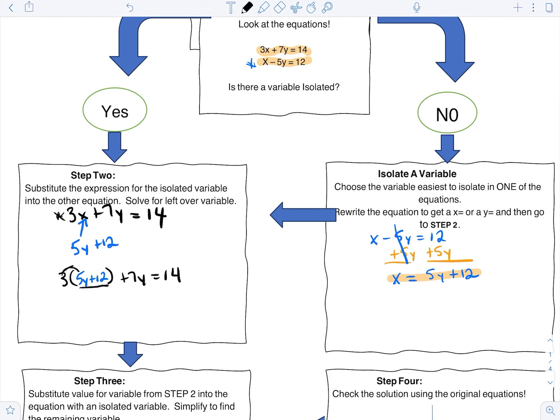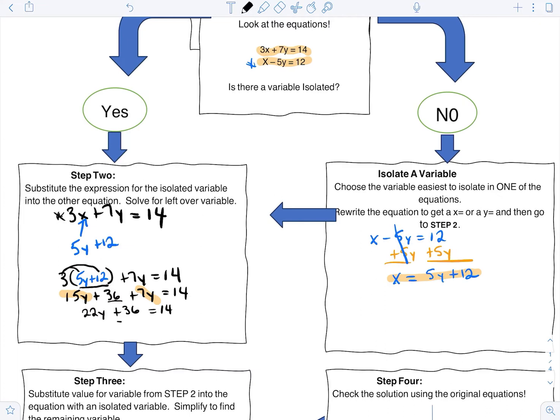So we're going to simplify and solve by distributing the 3 inside our parentheses. All right, so that we have 15y plus 36 plus 7y equals 14. Our like terms are 7y and 15y. They combine to give us 22y. And then we just drop this down, plus 36 equals 14.